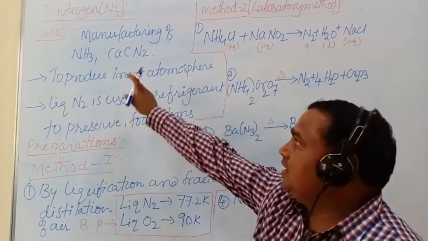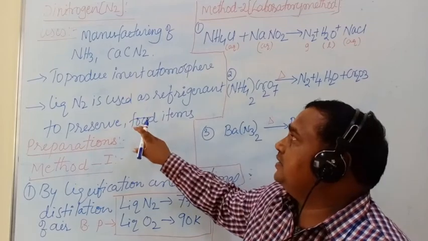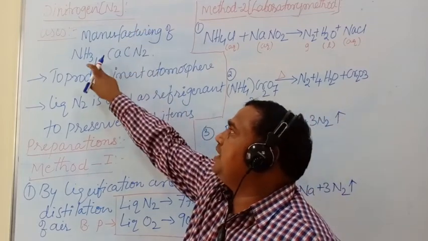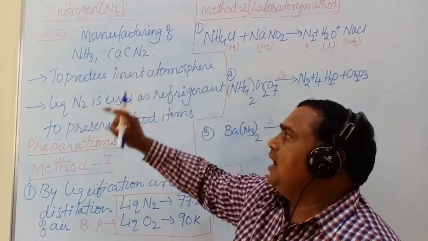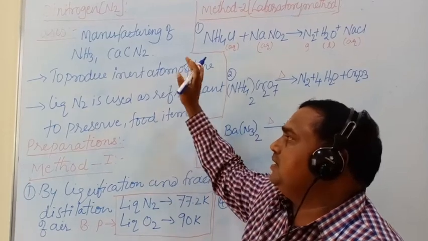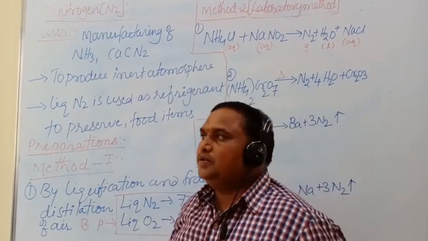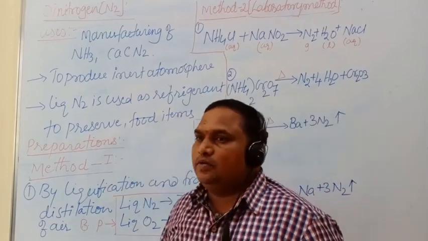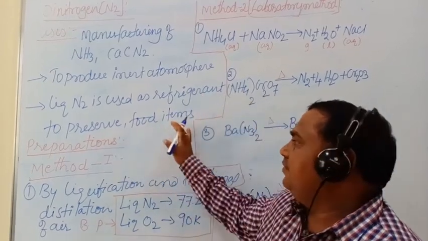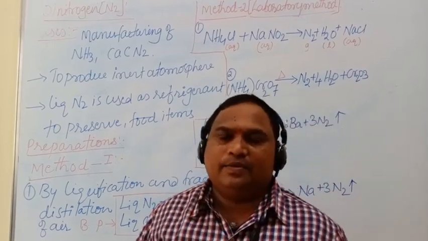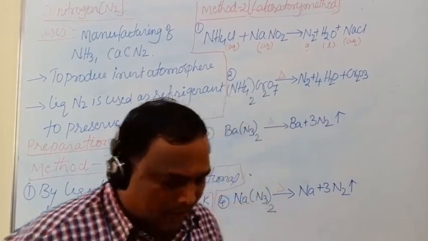So these are the uses of dinitrogen. First, it is useful in the manufacturing of ammonia and calcium cyanide. It is also useful to produce an inert atmosphere, and liquid dinitrogen is used as a refrigerant to preserve biological material and food items. So next, the preparation method of dinitrogen.